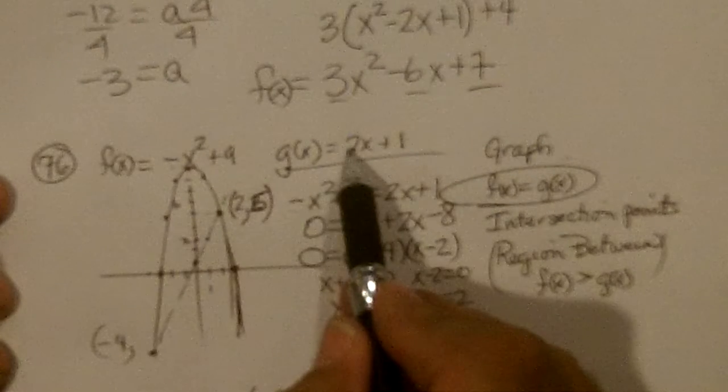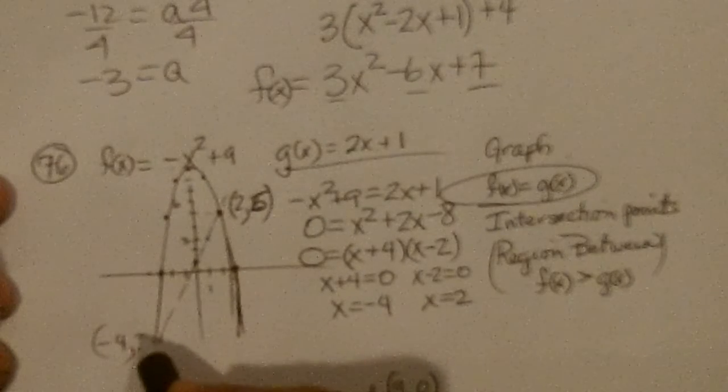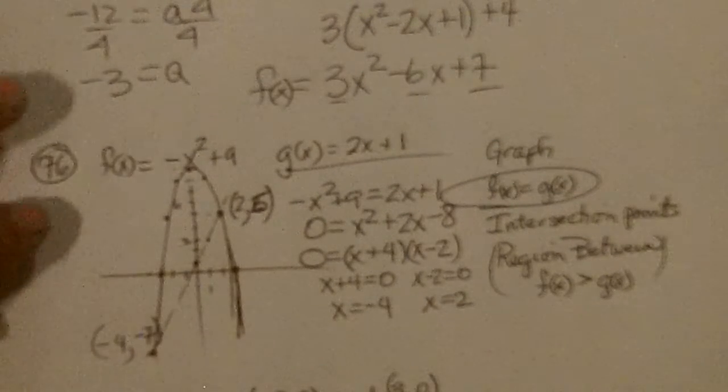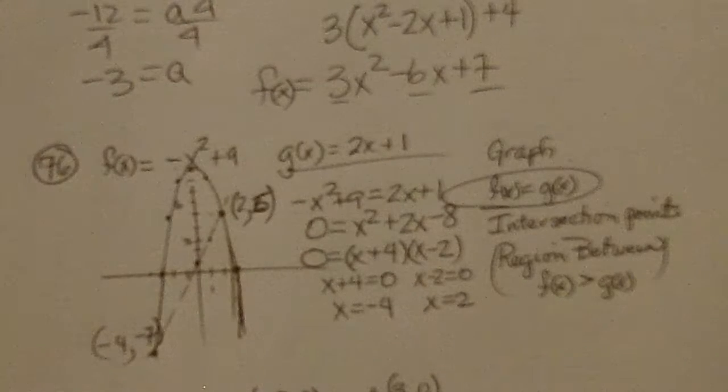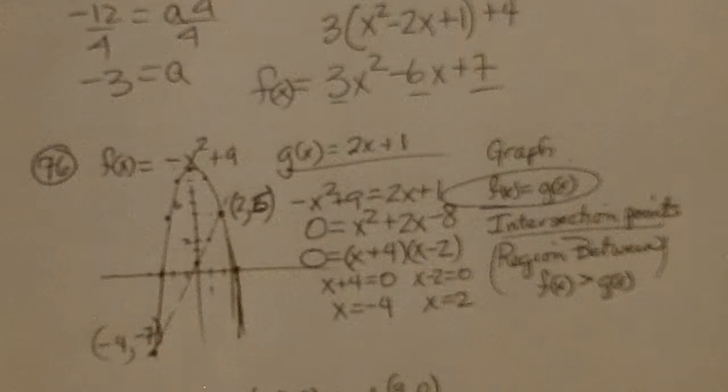So if I put negative 4 in here, 2 times negative 4 is negative 8, plus 1 is negative 7. And you'd get negative 7 if you put negative 4 into the other one also. Those are the intersection points.